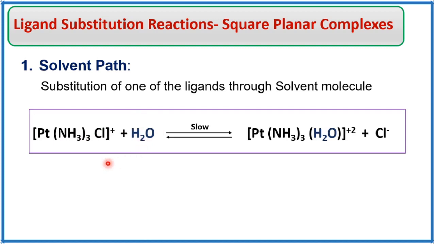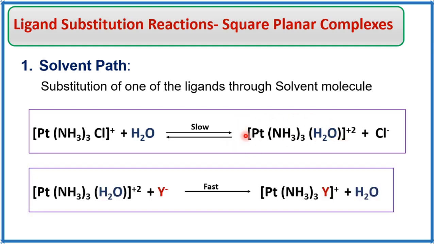So the solvent is reacting with the complex in a slow step, and this is a reversible step. That means both forward and backward reactions take place. In place of chloro, water is getting replaced in the first step. So the solvent is involved in the first step. In the second step, what happens? This solvated complex, or this water substituted complex, again reacts with another entering ligand Y minus to produce the desired complex Pt(NH3)3Y. That means in place of chloro, another entering ligand got replaced here, and water will be released as it is like a solvent molecule.